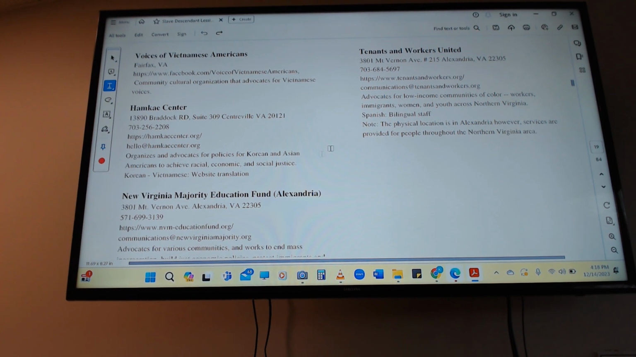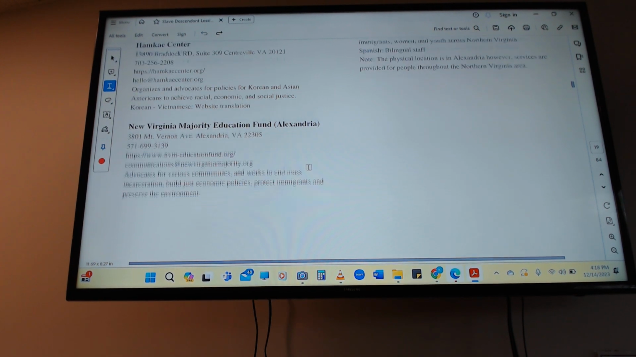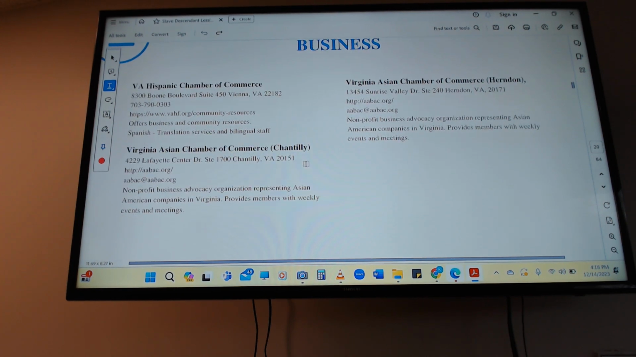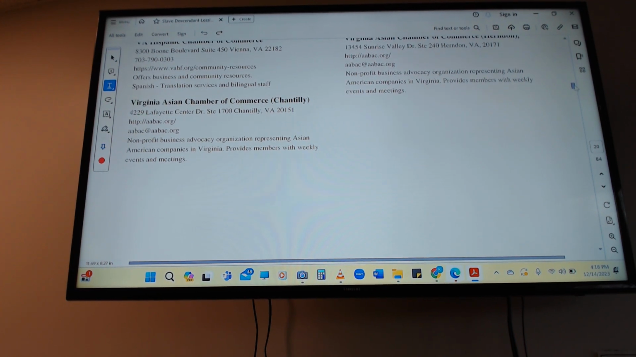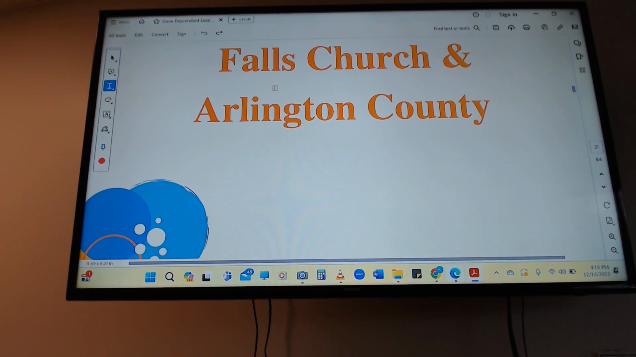Vietnamese. I'm just saying that everybody's in this book except for the slave descendants. Hispanics, they have their Chamber of Commerce. Asians again, the Hispanics. Okay, now here's another little area within this Northern Virginia. Falls Church, Arlington County.